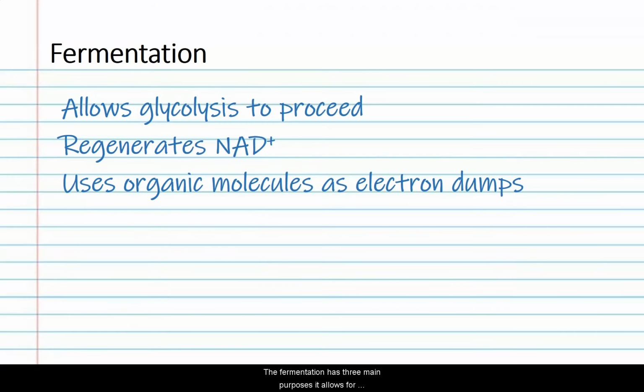So fermentation has 3 main purposes. It allows for glycolysis to proceed, while regenerating NAD. We need NAD plus for glycolysis. So we can make a little bit of ATP using glycolysis, and then we can get rid of the electrons from glycolysis by dumping them on organic molecules. This is a wasteful process. Those organic molecules simply serve as electron sinks.